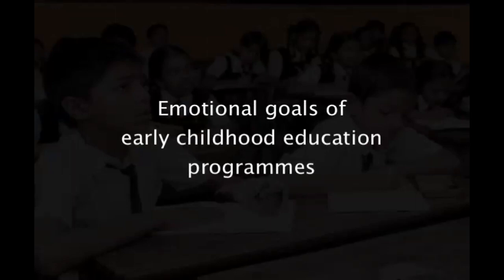Now, coming to the emotional goals of early childhood education programs. The emotional goals are labeled as global compared to the other goals. Therefore, instead of stating them separately for each group, we can put them together. So, the goals are: the program should help children understand their emotions and express them in constructive and socially acceptable ways. The program should help them to understand others and feel empathy toward them.